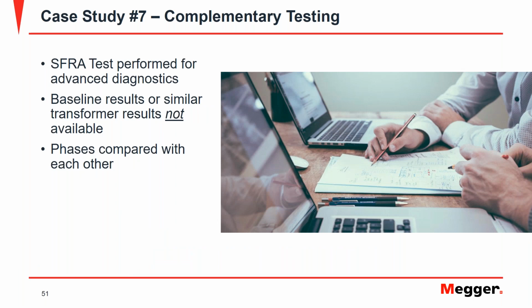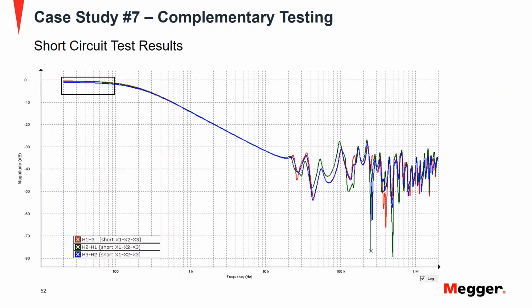Now, unfortunately, we didn't have any baseline results for this transformer, nor did we have any other similar transformers that had SFRA traces that we could compare it to. So the decision was made to compare phases with each other. So we compared the A phase, B phase, and the C phase, the response of each phase with each other. Now, we performed short circuit tests on that transformer.